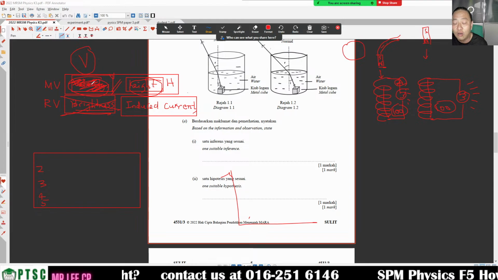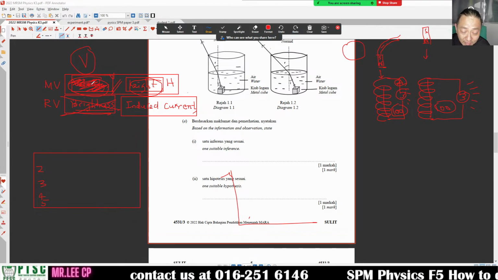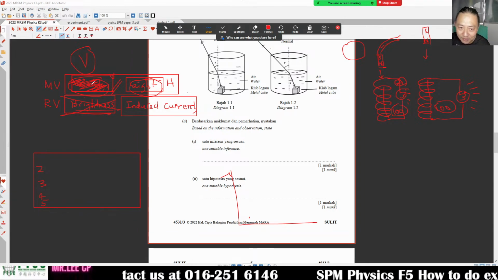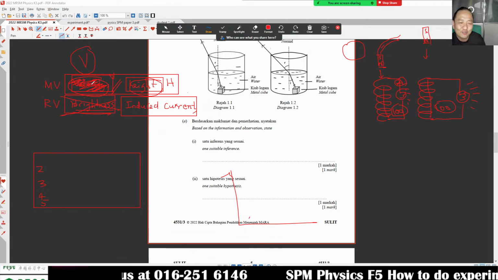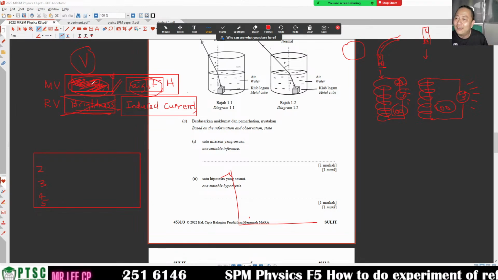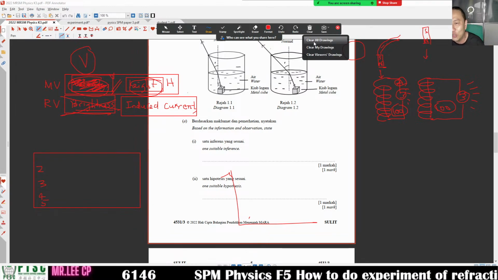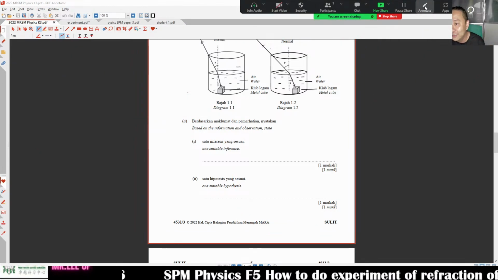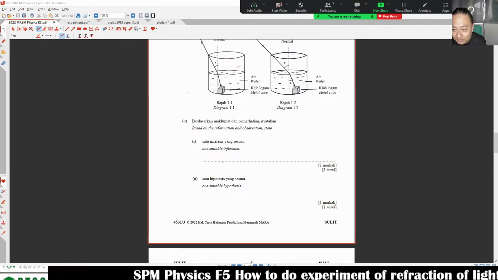They cannot ask you for an observation like that. They must ask you a quantitative one. Manipulated and responding: observe what happened. Bright, dim, super bright, extremely bright? No. That only starts from Form 3. Get it?